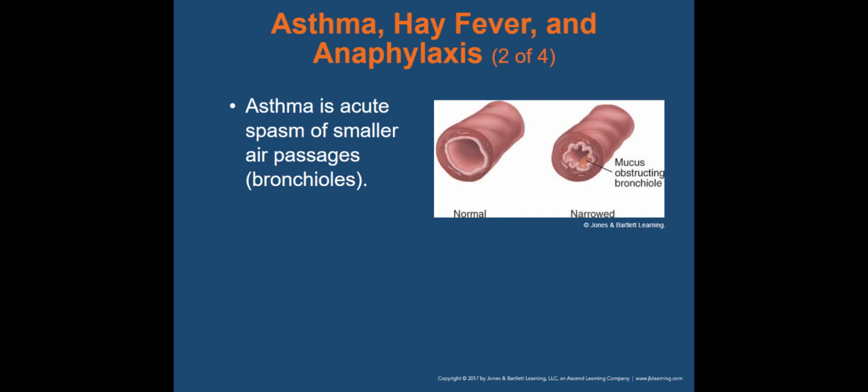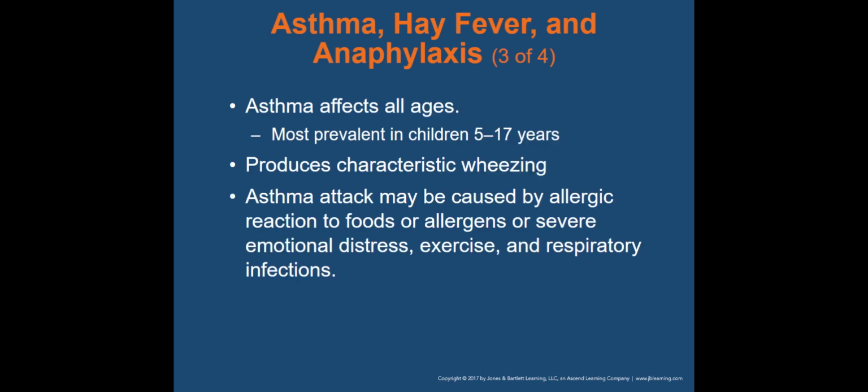Asthma is an acute spasm of smaller air passages, bronchioles, and that causes inflammation. It causes mucus production, wheezes. It does affect all ages. They consider it more of a symptom now than a diagnosis. They're looking for what's causing asthma to occur. It produces characteristic wheezing. Asthma attacks are dangerous.